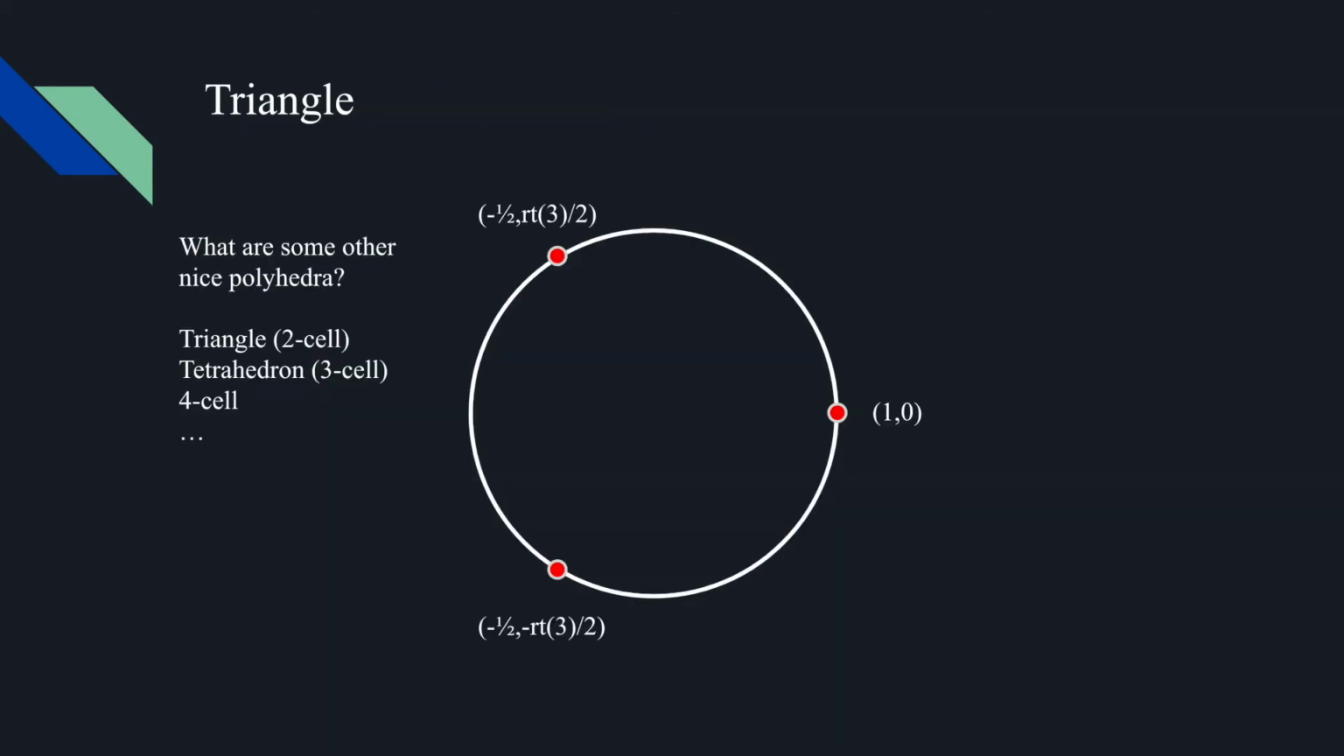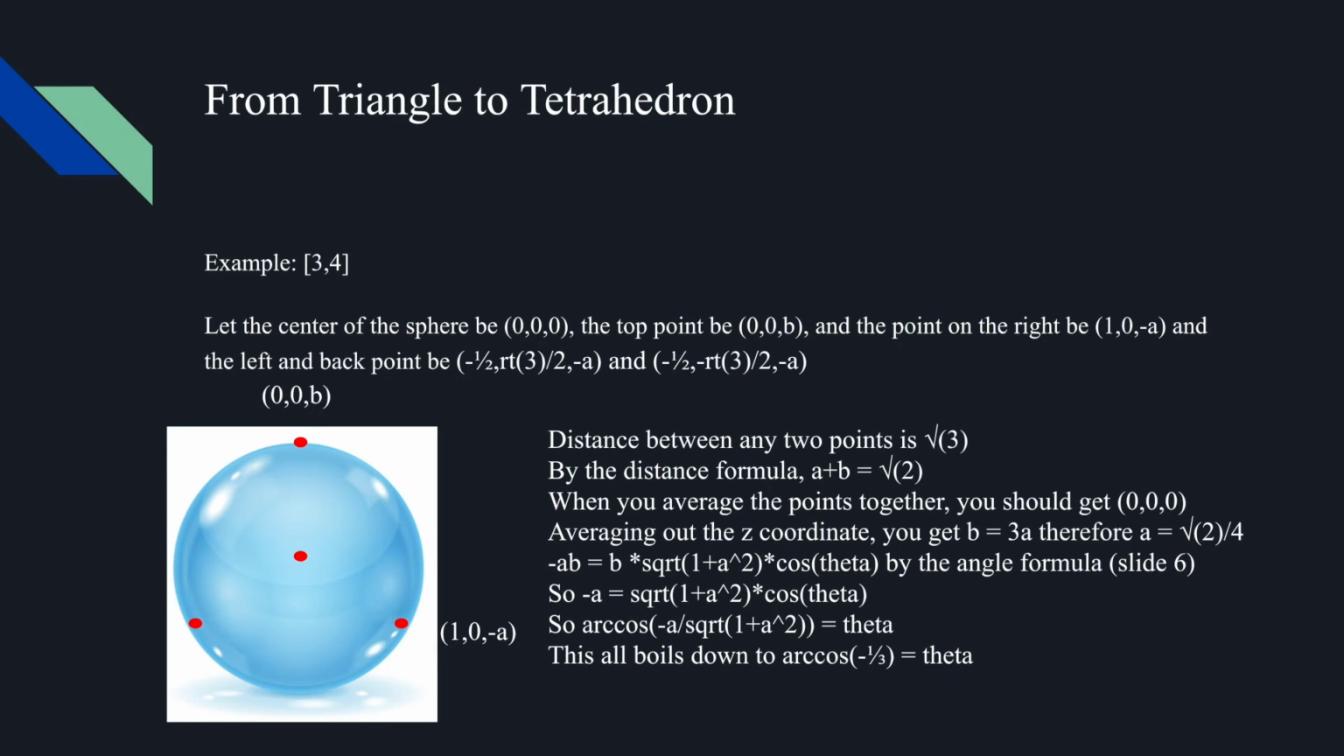So here's the triangle case. This is just a unit circle. I showed this a couple slides ago. And what are some other nice polyhedra? To get from a triangle to a tetrahedron, you can use the dot product formula and the distance formula to actually get there.